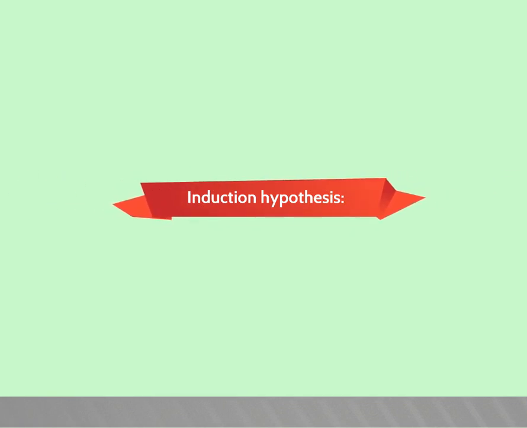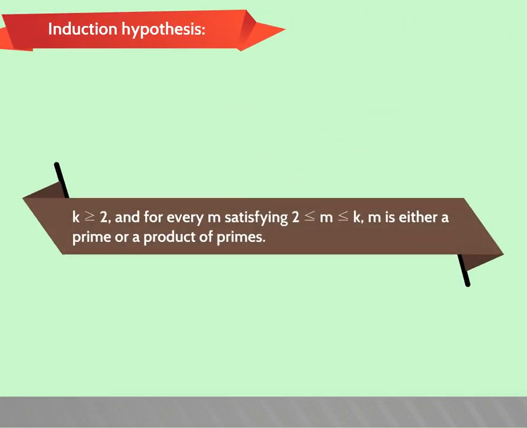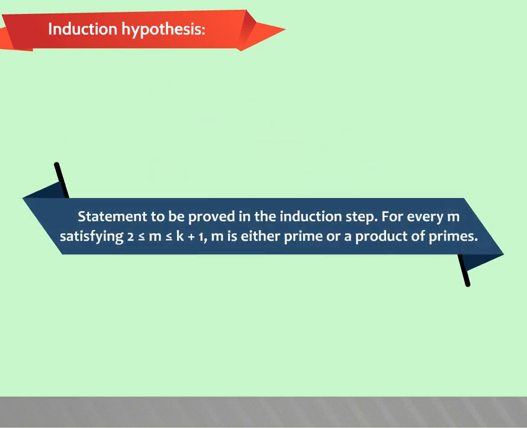Induction hypothesis. k greater than or equal to 2, and for every m satisfying 2 less than or equal to m less than or equal to k, m is either a prime or a product of primes. Statement to be proved in the induction step. For every m satisfying 2 less than or equal to m less than or equal to k plus 1, m is either prime or a product of primes.